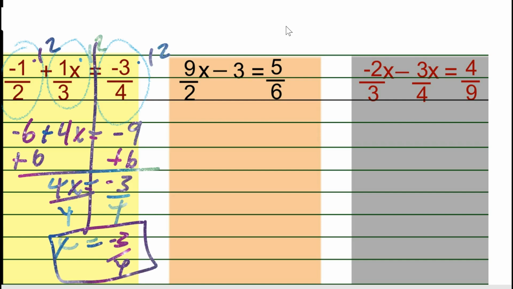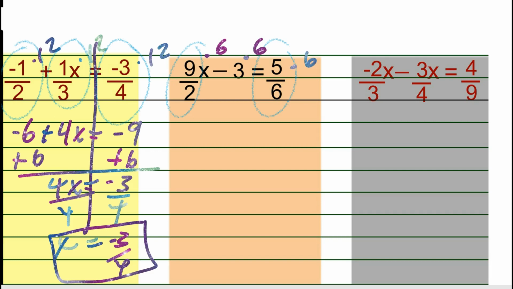All right, can we use the shortcut here? Yeah, because we have how many fractions? 1, 2 fractions. So let's get rid of the fractions by doing what? Finding the least common denominator. So look at the 6 and say, hey, 2, do you go into 6? Yes. Guess what I just found? The least common denominator. And multiply everything by it.